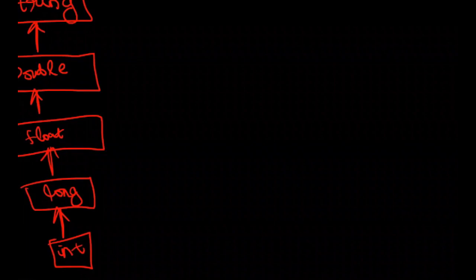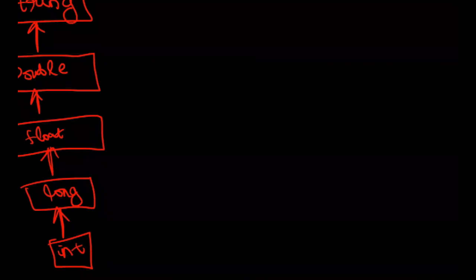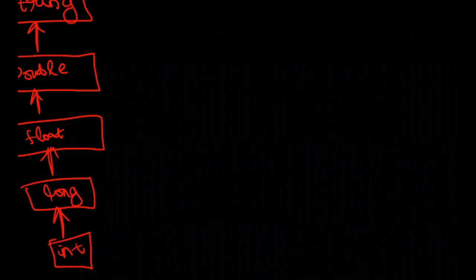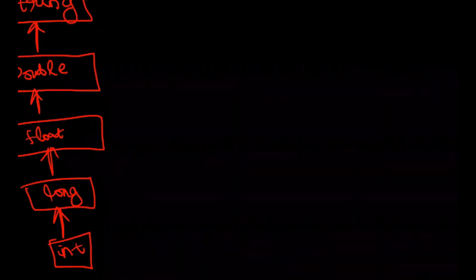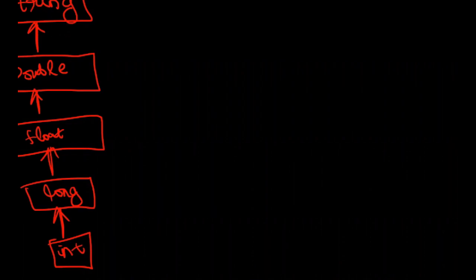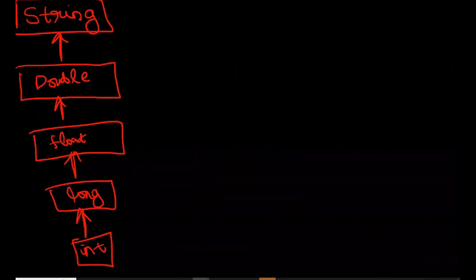When you are evaluating an expression and you have two or three different data types in that expression, the less superior data types get implicitly typecasted into the more superior data type, and then your expression will be evaluated and you will get the answer in the more superior data type. That is known as implicit typecasting or widening.